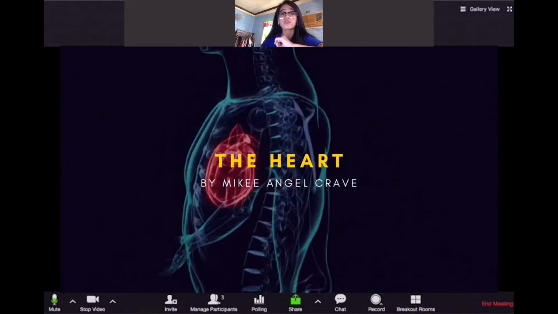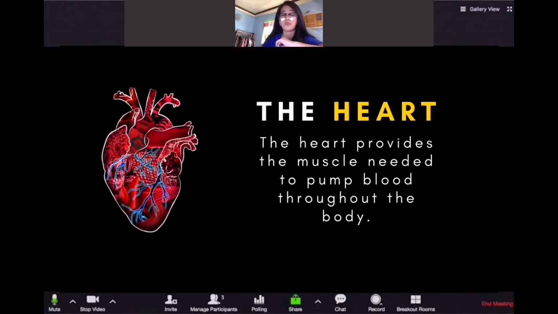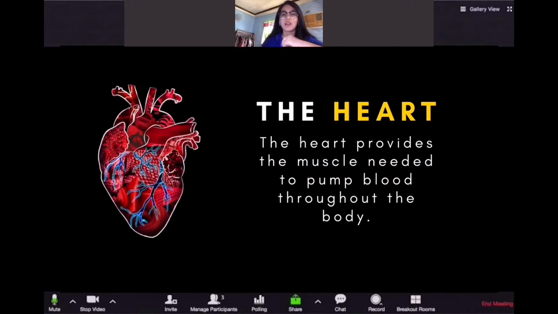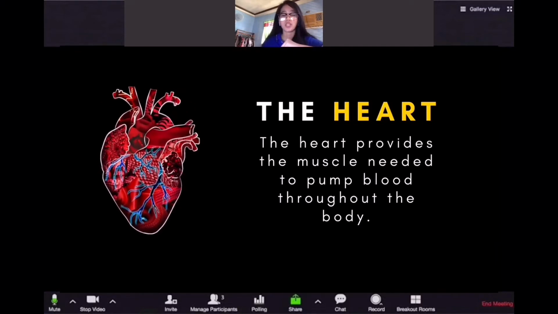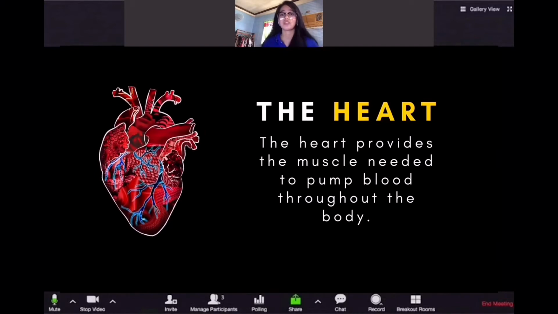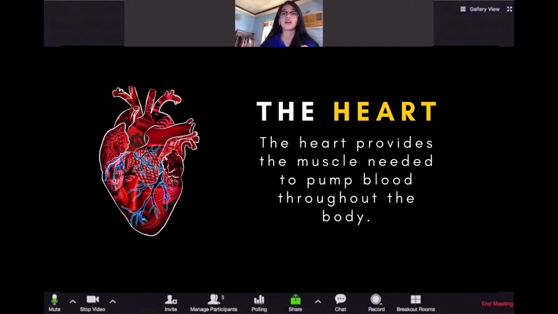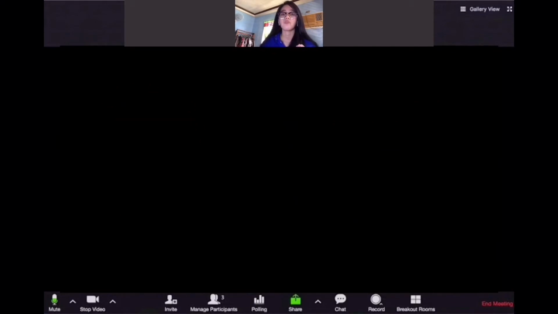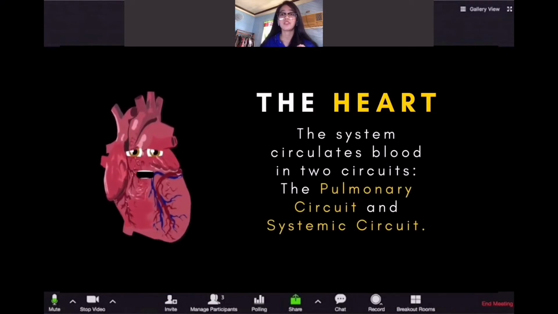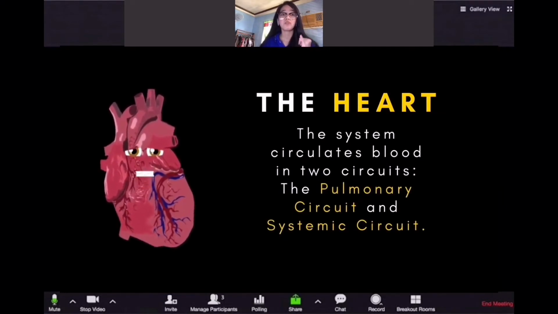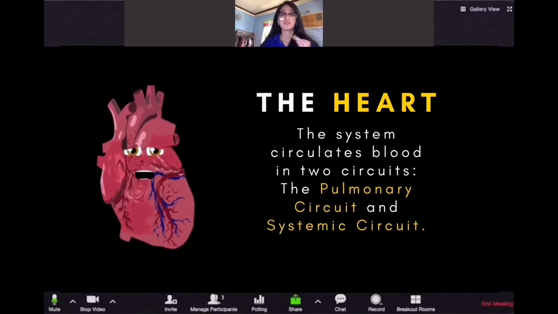Now, let us focus first on the heart. The heart provides the muscle needed to pump blood throughout the body. The blood pumped by your heart provides your body with the oxygen and nutrients it needs to function. Your heart is about the size of a clenched fist and weighs between 300 and 450 grams. Now, the system circulates blood into two circuits, the pulmonary circuit and the systemic circuit.